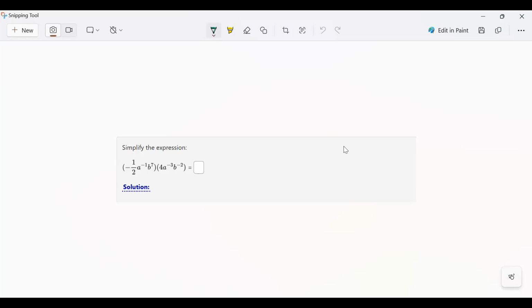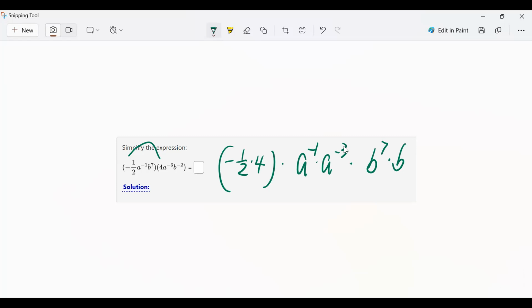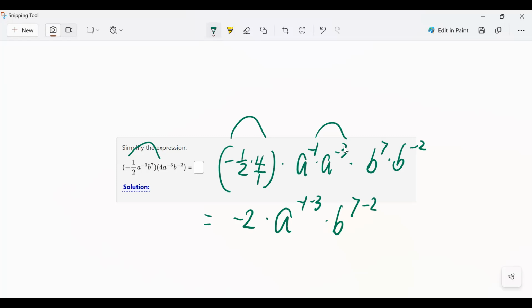Okay, let's go over the solution. First part, we multiply the fraction and the numbers. Go to the first one, and then put the variables with a together and the variables with b together: b to the 7 times b to the 2. Now multiply negative half by 4. Make the fraction, you get 4 over 2, that's negative 2. For the a, combine negative 1 and negative 3, add them. For b, do the same thing. Combine them. Okay, negative 2 times a to the negative 4th, b to the 5th.